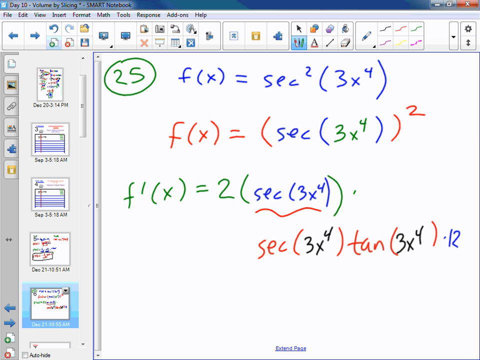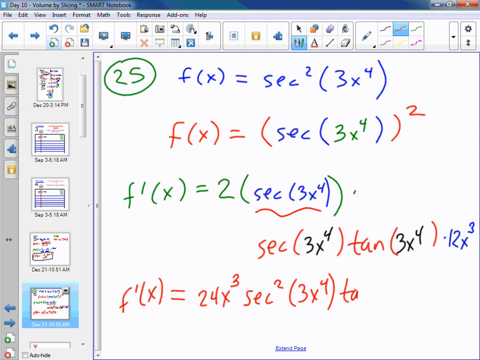Oh gosh. Can we fit it? It's going to be tight. Awesome. So my final answer then, f prime of x is given by, yikes, 12 times 2 is 24x cubed. And then you guys are going to go crazy and do this, right? Secant squared of 3x to the fourth, tangent of 3x to the fourth. Any order, right? We'll typically put that power function first. Did you guys get that? Yay! Good job, you guys.